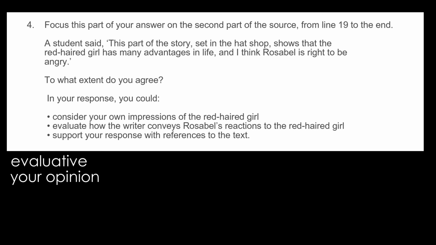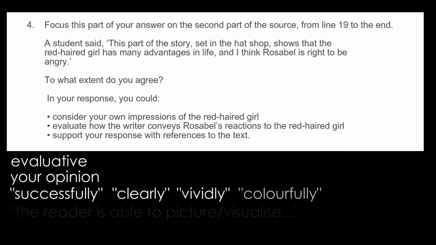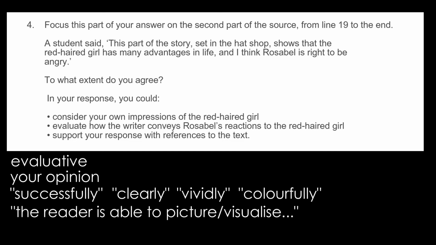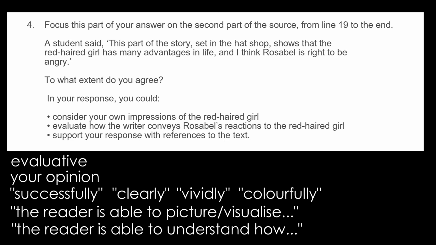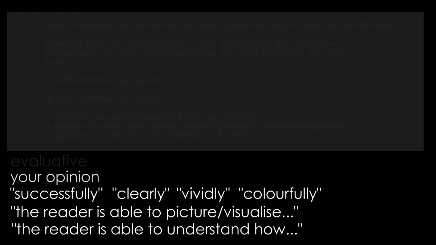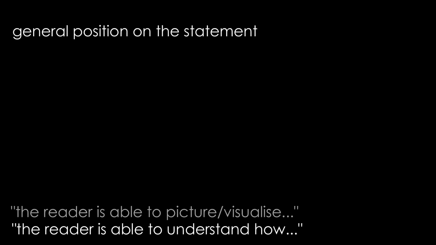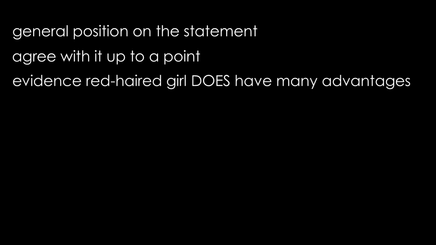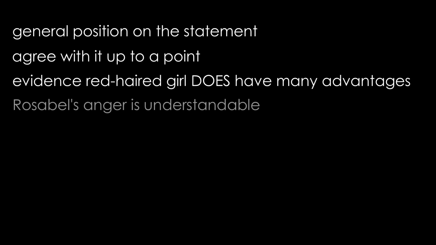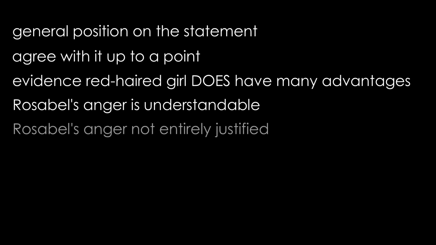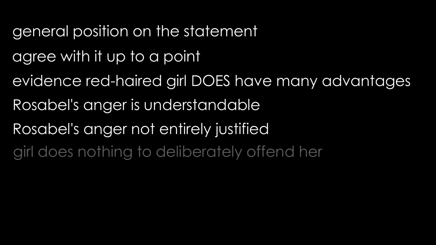Evaluative words and phrases include ones such as successfully, clearly, vividly, colourfully, the reader is able to picture, the reader is able to visualise, the reader is able to understand how. The first thing I'm going to do is set out my general position on the statement, i.e. that I agree with it up to a certain point. There is indeed evidence in the passage that the red-haired girl does have many advantages in life, but although we can understand why Rosabel ends up feeling angry, it's probably more accurate to say that we think Rosabel's anger is not entirely justifiable, as the girl does nothing to deliberately offend her.